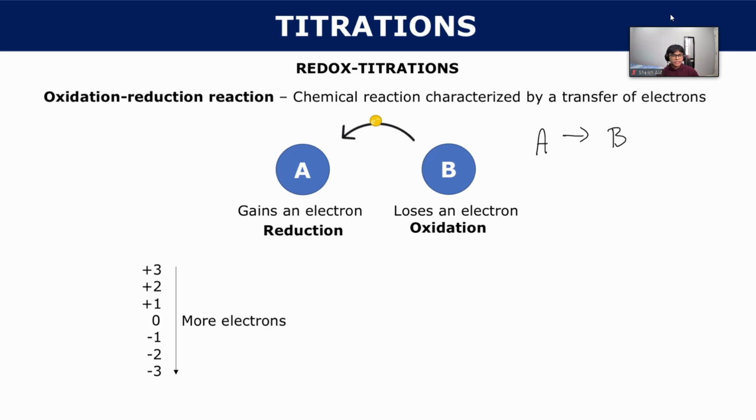And so it's kind of weird how they're called reduction if you gain. Well, what happens when you gain an electron is that your charge decreases by 1. And so as you gain more and more electrons, your charge reduces, and so that's why it's called reduction. And it's called oxidation when you lose an electron.